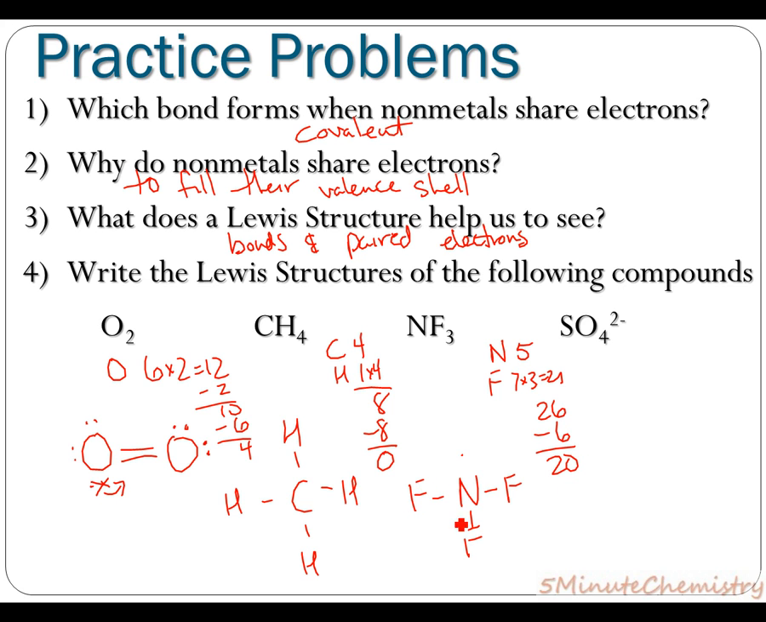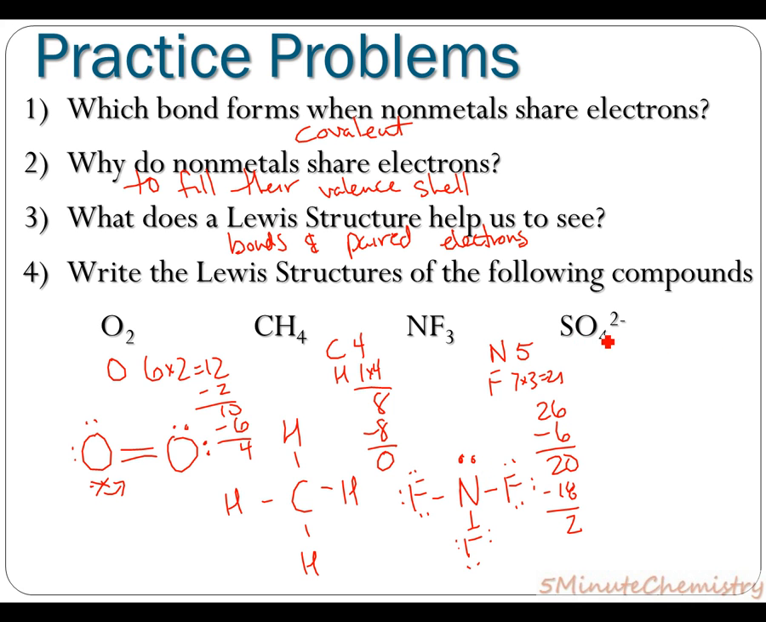Fill our outer atoms to have full octets. I have 1, 2, 3, 4, 5, 6, 7, 8, 9, 10, 11, 12, 13, 14, 15, 16, 17, 18. Take those 18 away. I'm left with 2. Now fill the central atom. I have 2, 4, 6, and I can finish it with 7, 8.